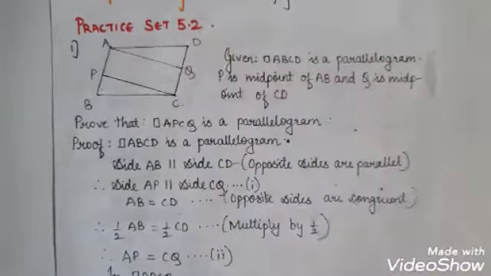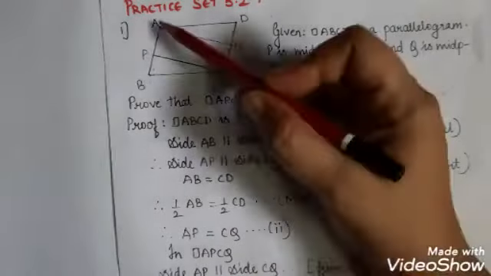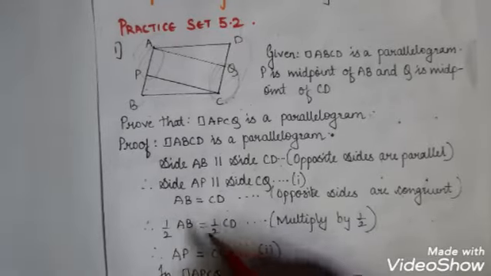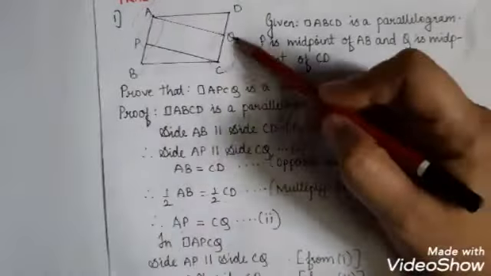Now, opposite sides of the parallelogram are also congruent. So AB is congruent to CD. But AB and CD consist of AP and CQ, right? AP is half of AB and CQ is half of CD. So I multiply throughout by half. Half of AB is AP and half of CD is CQ. That is equation 2.